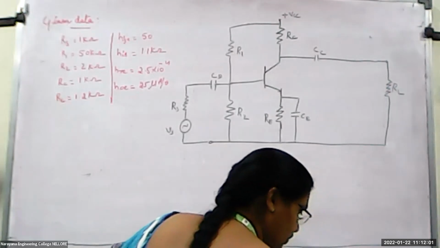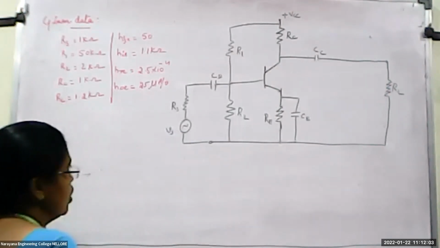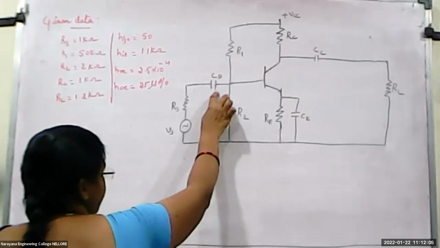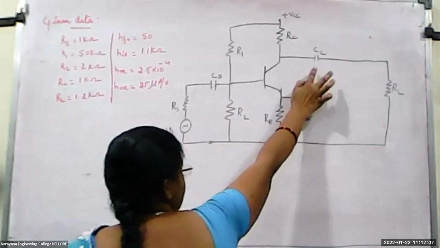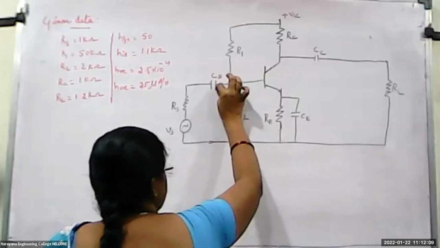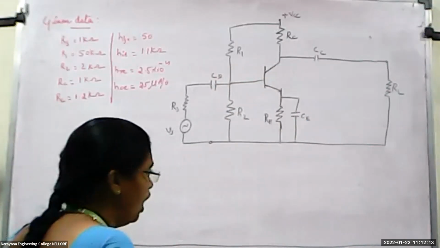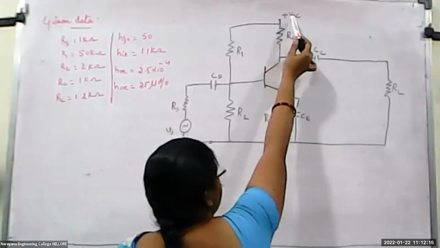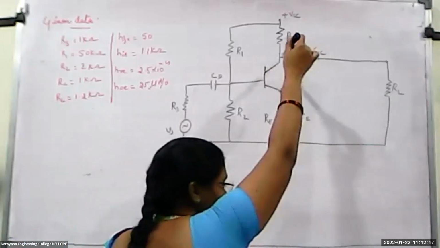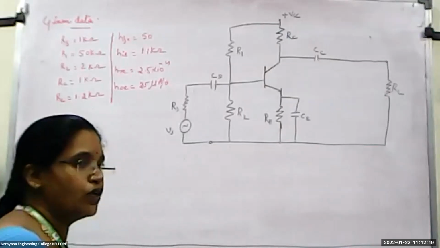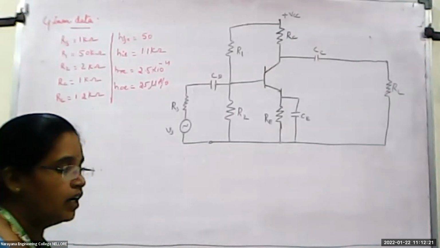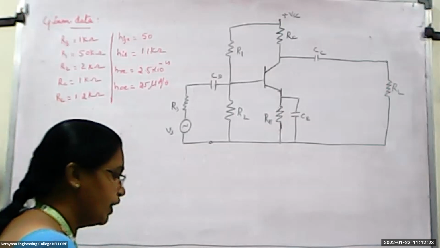All the capacitors are short circuited. Here there are three capacitors, CB, CE and CC. All the capacitors are short circuited. And the third one is all the DC voltage sources. What are the DC voltage sources here? VCC. All these DC voltage sources are grounded, shorted to the ground.